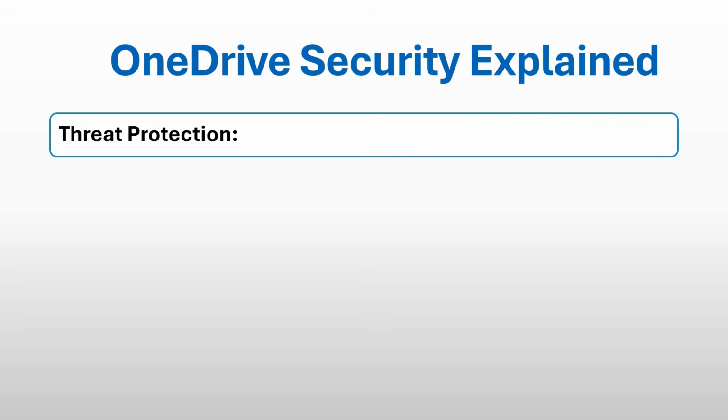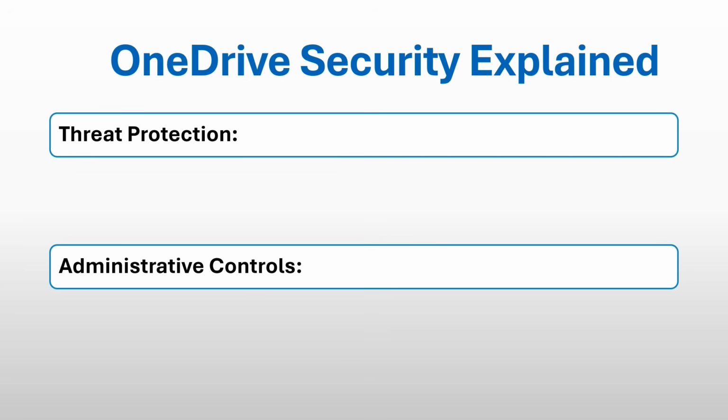There's two others to mention. We have threat protection. So just like on your local computer, you want to make sure that you're protected from things like malware, and spyware, and adware, and Trojans. We also have administrative controls. So your admin will be able to keep an eye on what's going on, check for any suspicious activity, see if there are any current threats that are taking place.